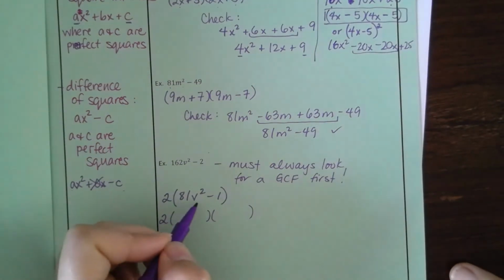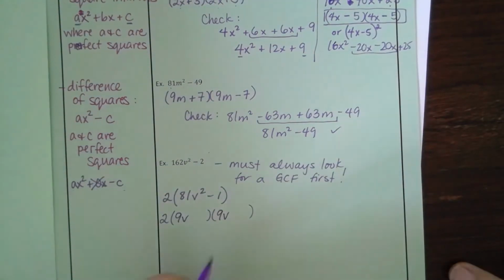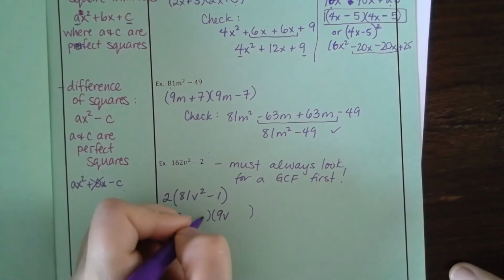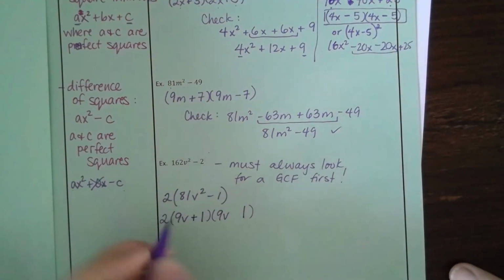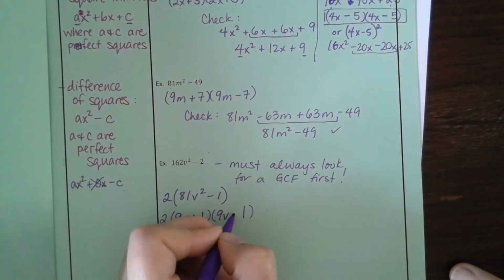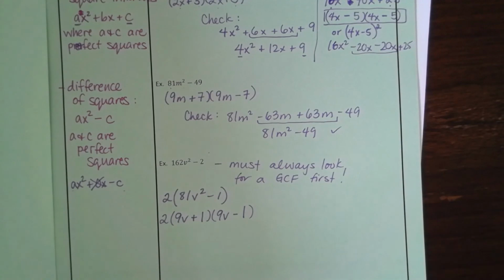The square root of 81b squared is 9b, so we can put that in there. And the square root of 1 is 1. Remember, because it's a difference of squares, we need to have a plus 1 in one bracket and a minus 1 in the other bracket. And now that's fully factored.